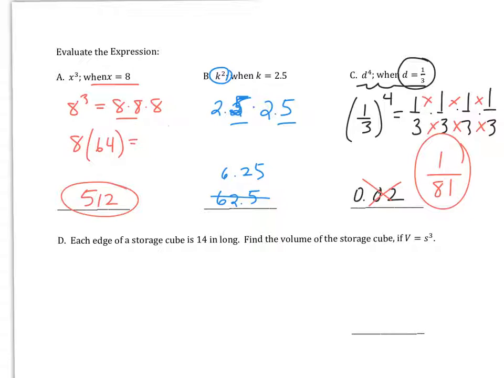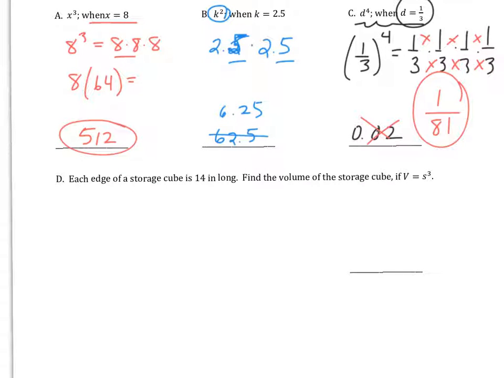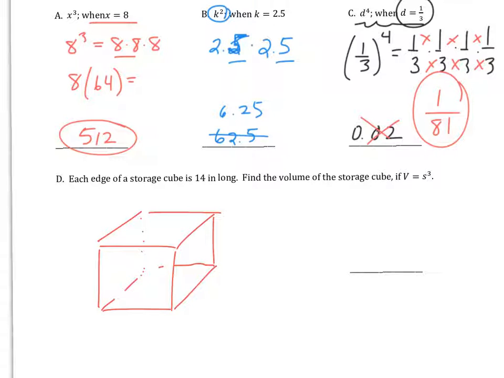Each edge of a storage cube is 14 inches long. Okay? One of the big things that I will talk about all year is the idea of drawing a picture. So, cube. What does a cube look like? Would you agree that this kind of looks like a cube? Yes. All right. So it's saying that each edge is 14 inches. So 14 inches, 14 inches, and 14 inches.